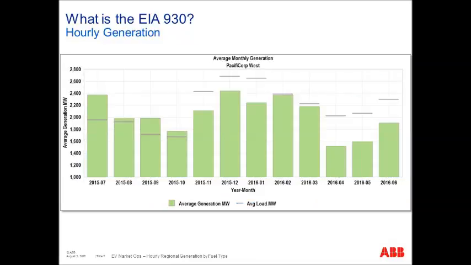The third schedule that's a part of the EIA 930 is hourly generation. Again, this is something that we haven't had for a lot of the regions in the United States, so it's pretty exciting. This is posted once per day. What you're seeing here is monthly average generation for Pacific Core West, one of those regions that was typically not giving us hourly generation. So it's pretty exciting for us to have this, and we can look at it side by side with our average loads. A little bit later, I'll get into some of the things that having our generation and load side by side can enable us to do with analysis.